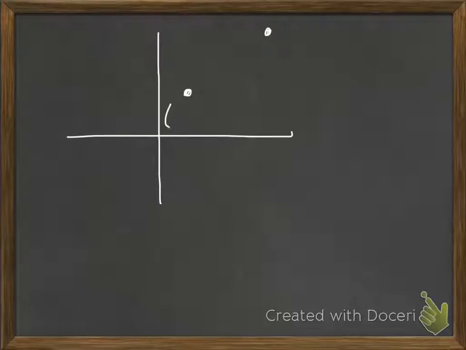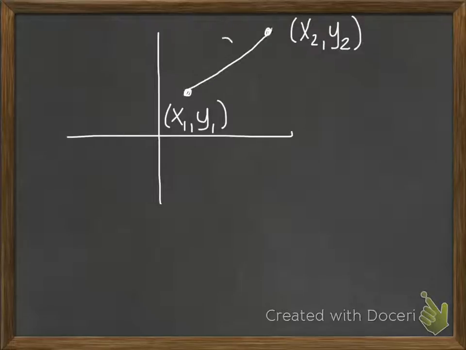If we take a look at a graph and plot 2 points anywhere on that graph, we don't have a scale, so we don't know their values. We'll call the first point x1, y1, and the second point x2, y2. Now if I want to find the distance between those 2 points, hopefully you're thinking about the fact that we could draw a right triangle and use the Pythagorean theorem.